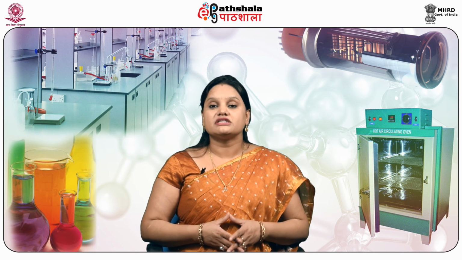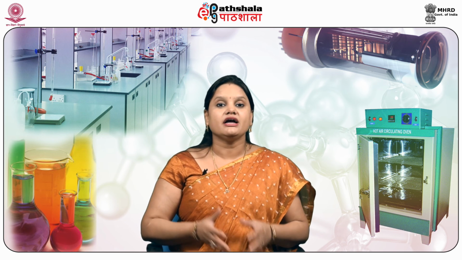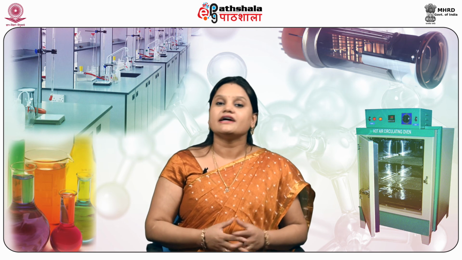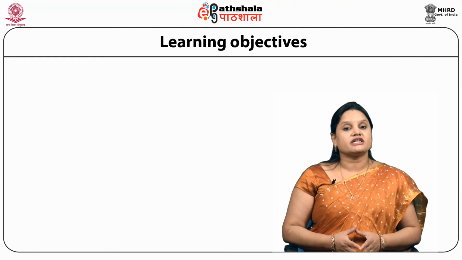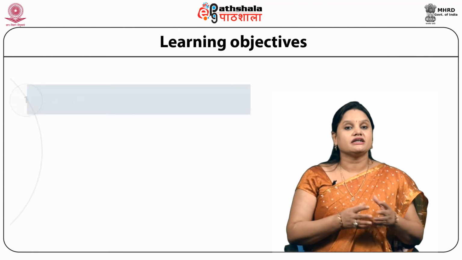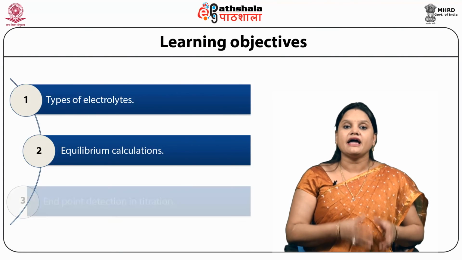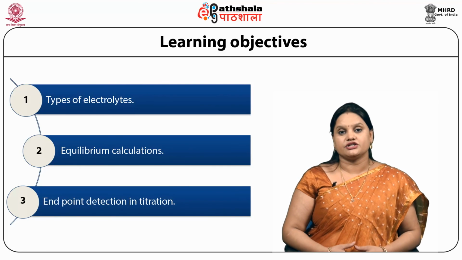Today we are going to discuss a module, Chemical Equilibrium, under the paper of Fundamentals of Analytical Chemistry. The learning objectives of this module include the types of electrolytes, equilibrium calculations, and the endpoint detection in titration.